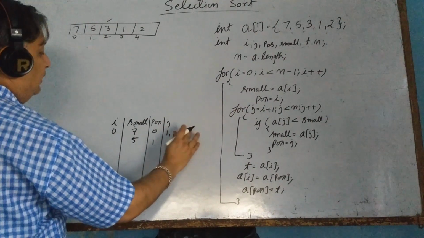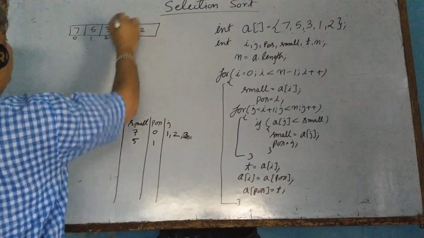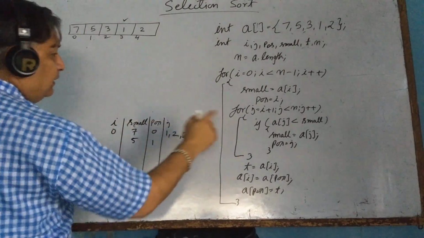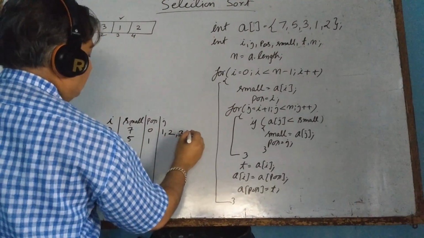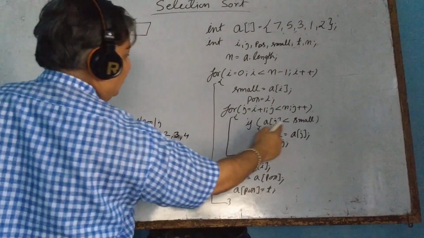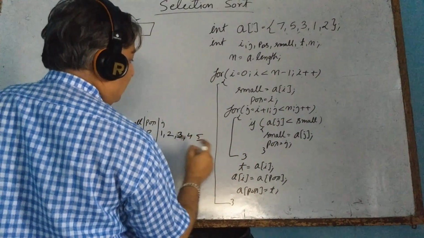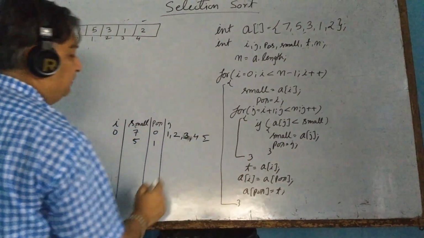Then index number 3, we have got 1, which is less than 5, less than small, no. Then j will increment to index number 4, where 2 is found. Is 2 less than 5? False. And then this loop ends. When this loop ends, this process will take place.